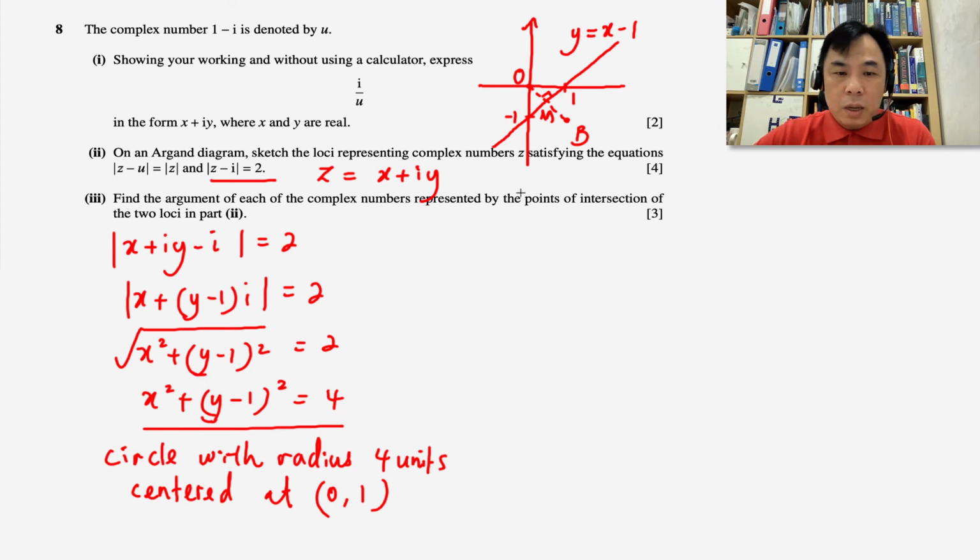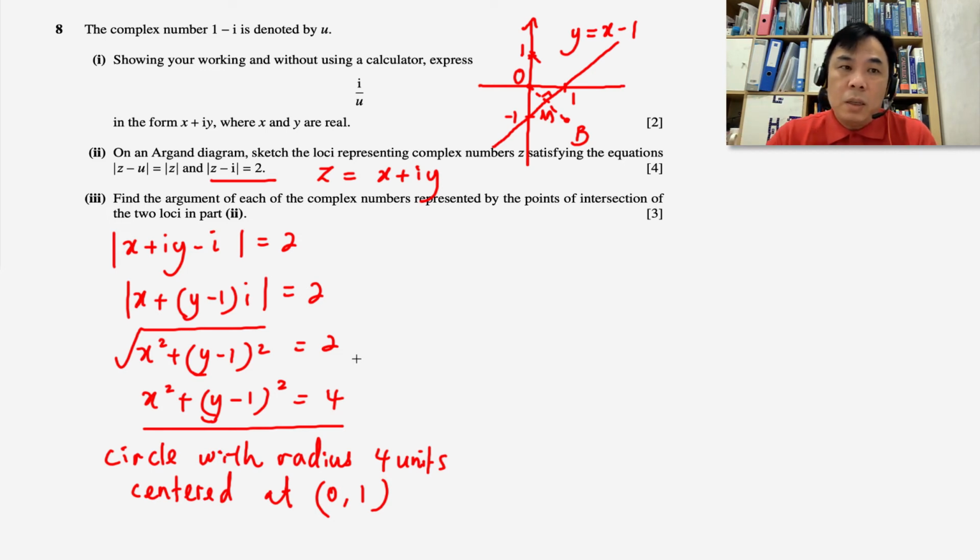It's centered at 0, 1. So 0, 1 is around here. This is 0, 1 here. Center is over here. And then it has radius of, oops, sorry. I think I made another mistake here. So it's a good reminder.